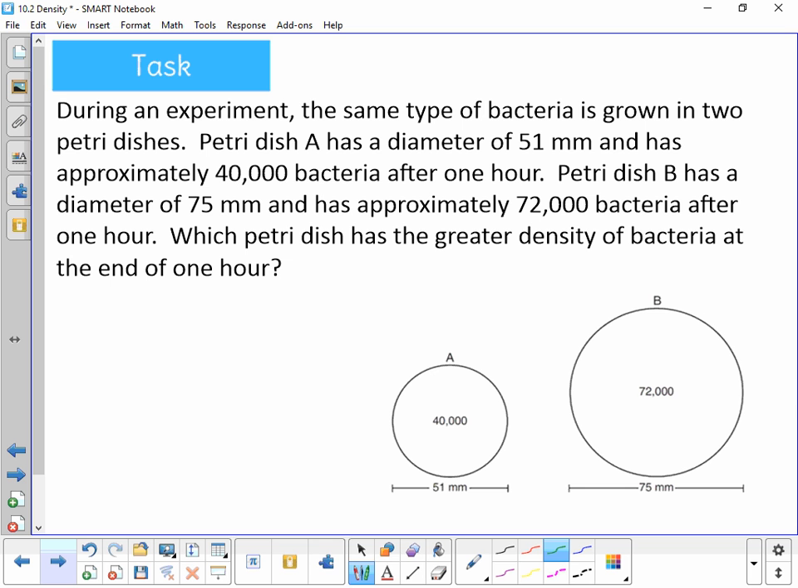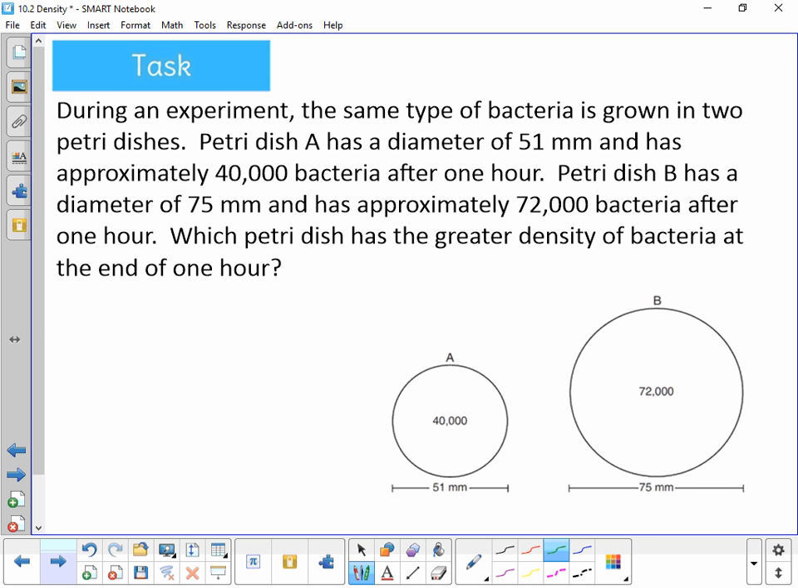Okay, another one. During an experiment, the same type of bacteria is grown in 2 petri dishes. Petri dish A had a diameter of 51 millimeters, and it had approximately 40,000 bacteria after an hour. Petri dish B has a diameter of 75 millimeters and had an approximate population of 72,000 bacteria after 1 hour. Which petri dish had a greater density of bacteria?